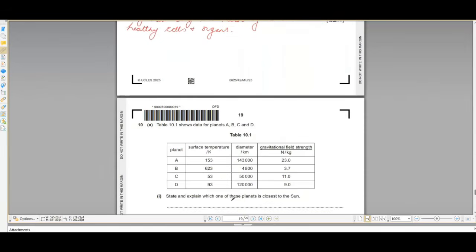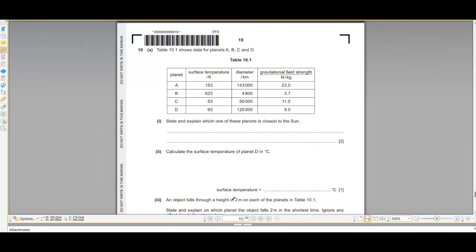Okay, so moving on, question number 10. Table 10.1 shows data for planets A, B, C, and D. State and explain which one of these planets is closest to the Sun. Okay, the planet that will have the highest surface temperature will be the planet closest to the Sun. So if we look at the options, the surface temperature of planet A is 153 Kelvin, of B is 623 Kelvin, C is 53 Kelvin, and D is 93 Kelvin. So this is the planet closest to the Sun because its surface temperature is the highest.